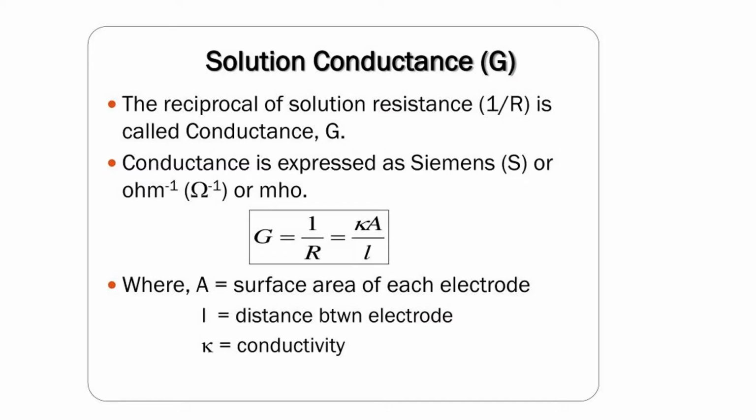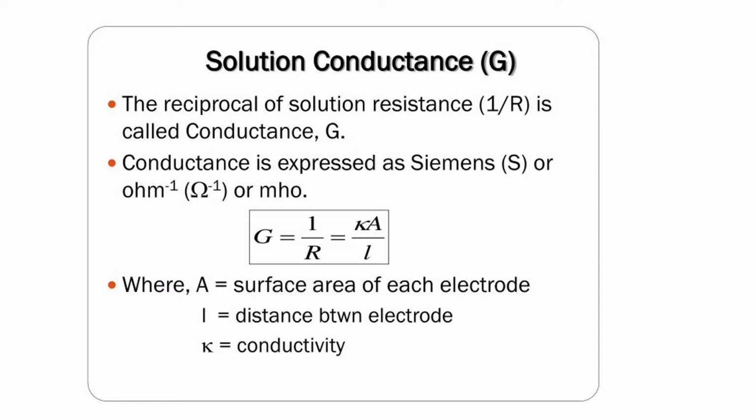Before coming to molar conductance, we are familiar with conductance. What do we mean by conductance? Conductance is the reciprocal of resistance. Resistance is the opposition to the flow of current, and the inverse or reciprocal of the resistance is called conductance. The unit of conductance is expressed as Siemens, ohm inverse, or mho.